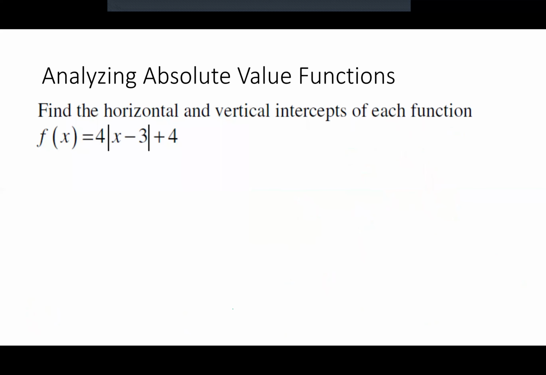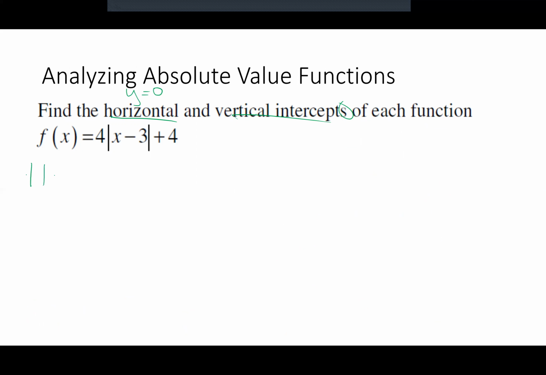Now let's actually analyze some absolute value functions. Let's suppose I asked you to find the horizontal and vertical intercepts of each function. Horizontal intercepts, we could have a few of these. Vertical intercepts, that'd be silly if I had more than one. It's going to fail the vertical line test. But let's do the horizontal intercepts first. That's where y is equal to 0.